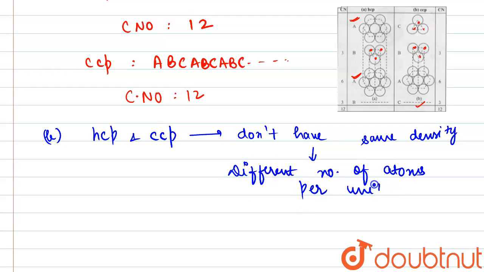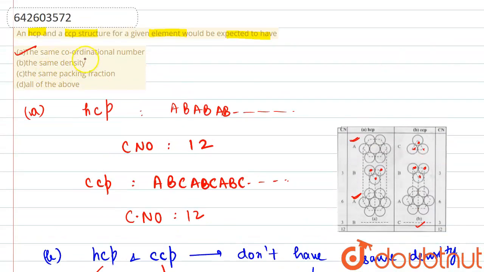If we talk about the HCP arrangement, it has 8 spheres per unit cell, but in CCP we have 4 spheres per unit cell. So there is no point of the same density. The third part, so this is wrong.